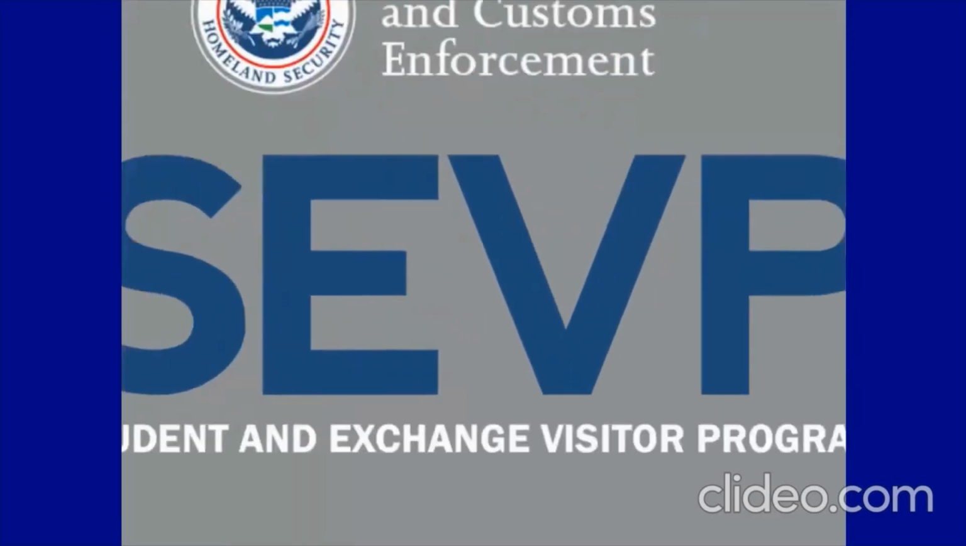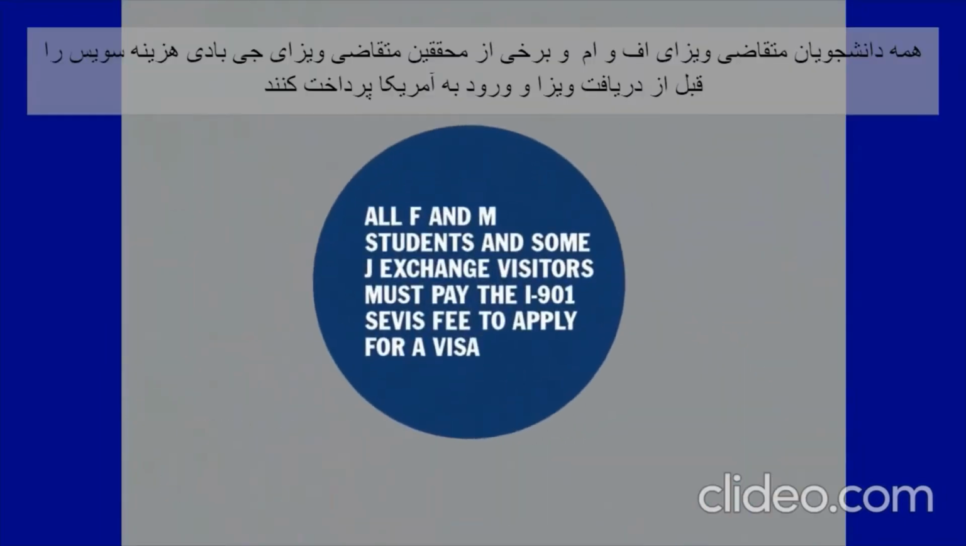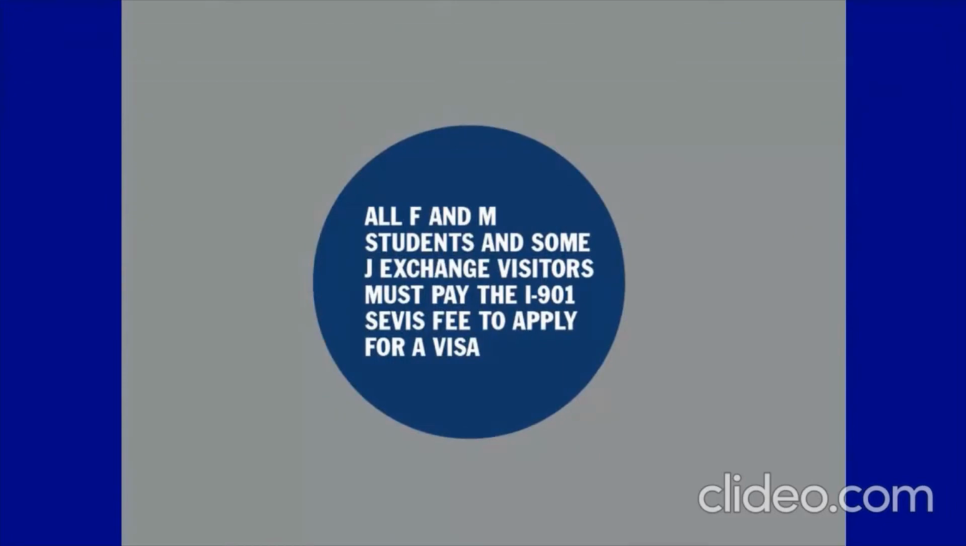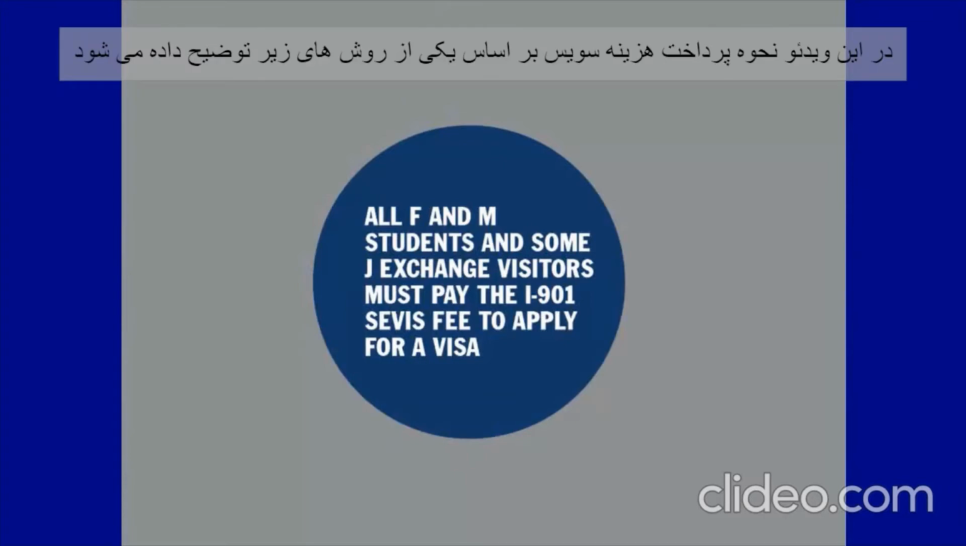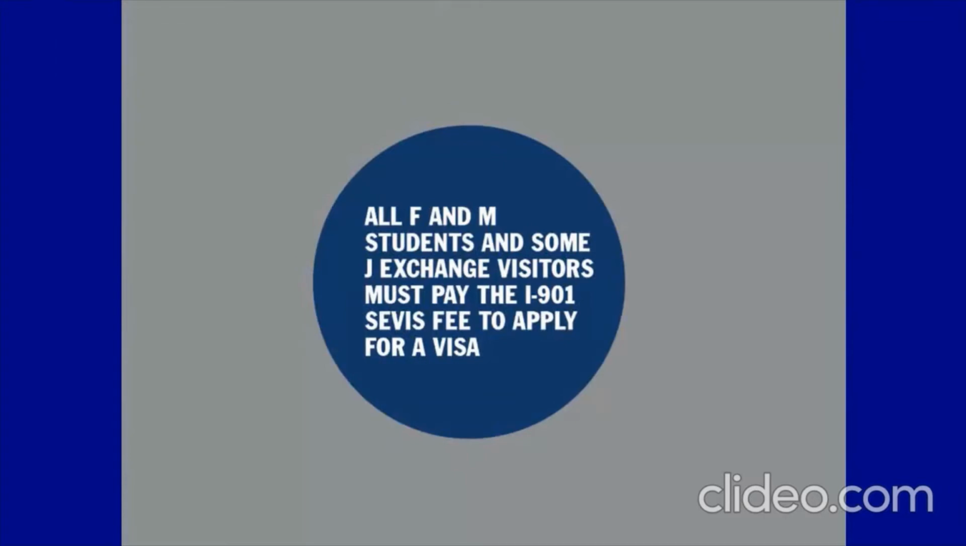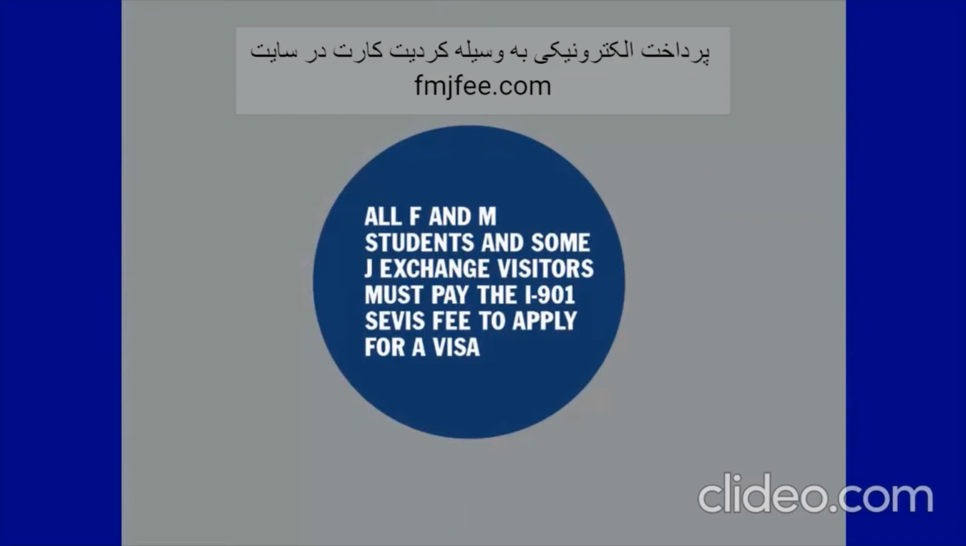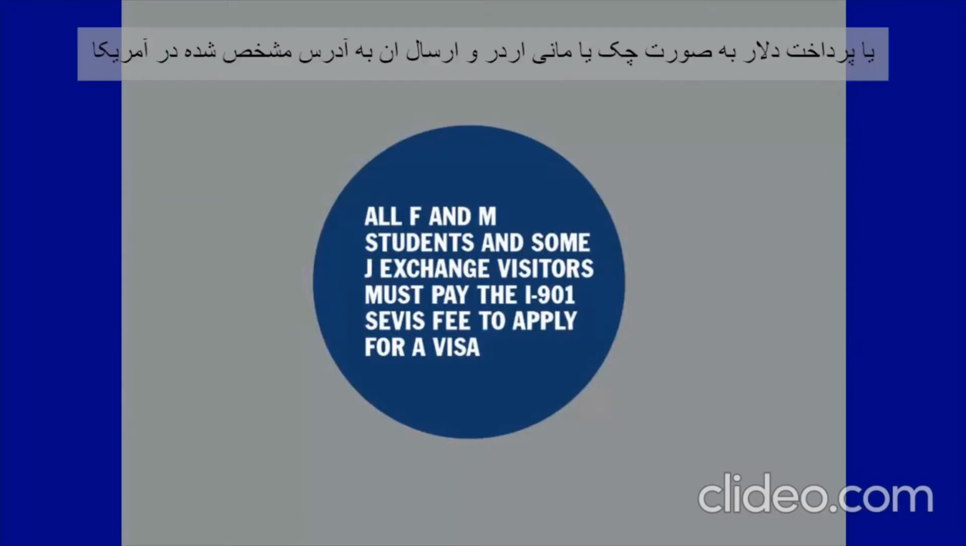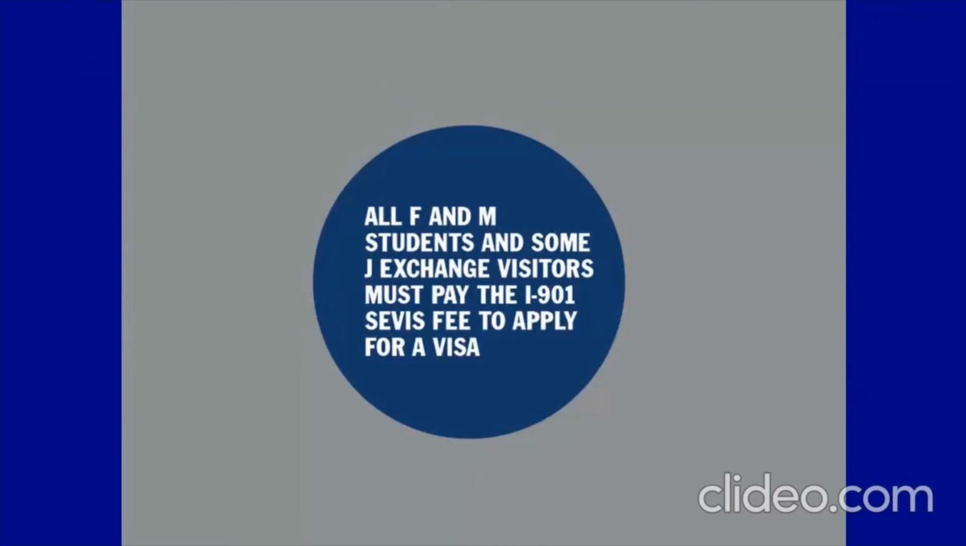All F and M students, and some J exchange visitors, must pay the I-901 SEVIS fee to apply for a visa to enter the United States. In this tutorial, we will show you how to pay your I-901 SEVIS fee with one of the following payment options: electronic payment in US dollars by credit card on fmjfee.com, or payment in US dollars by check, money order, or bank draft drawn on a US bank and mailed to an address in the United States.